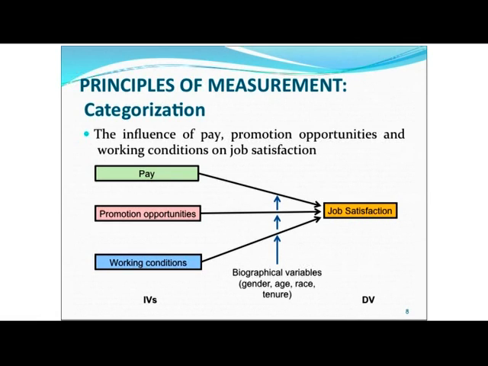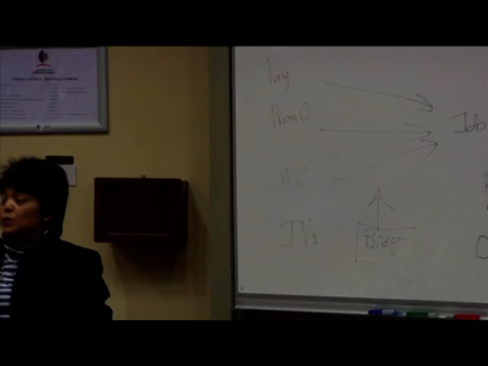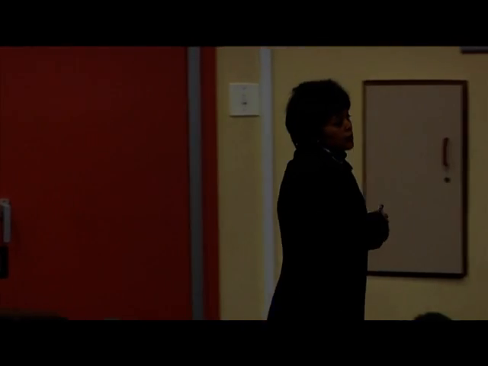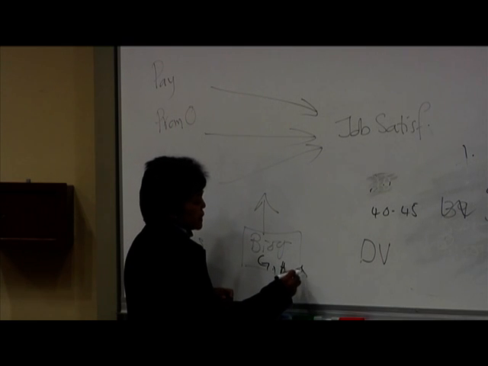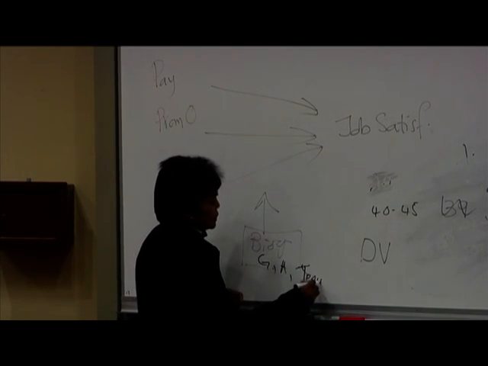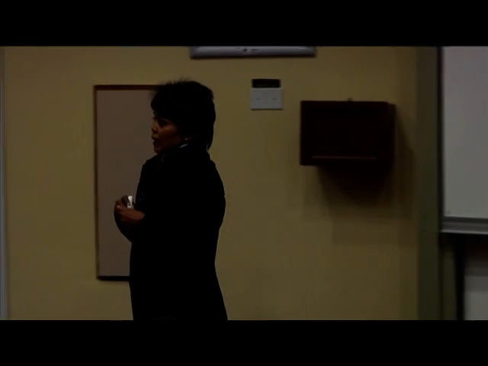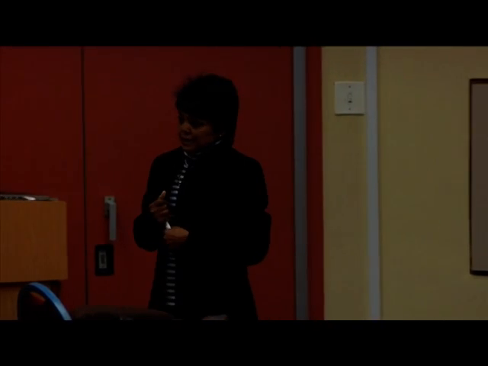And the first principle of measurement relates to categorization. Now let's take this example that we already have on the board. The impact or influence of independent variables, pay, promotion opportunities, and working conditions, on job satisfaction as our key primary concern. That's our dependent variable. That is how we have conceptualized our study. And of course, we might have looked at particular biographical variables, maybe gender, maybe age, maybe tenure, meaning how long you've been in the organization. It's now a point of categorization.